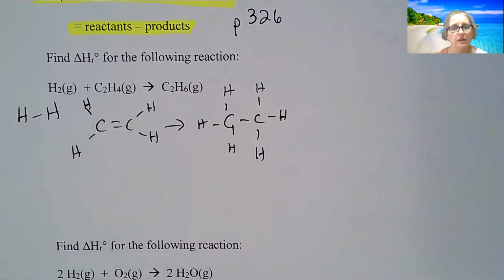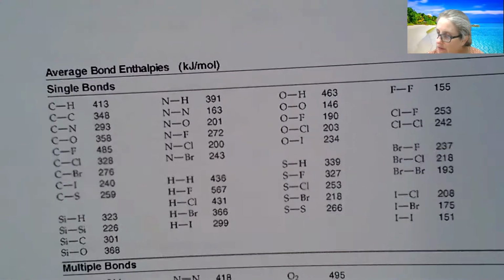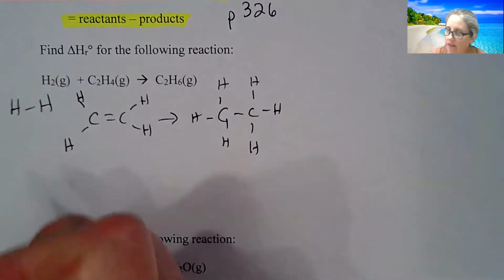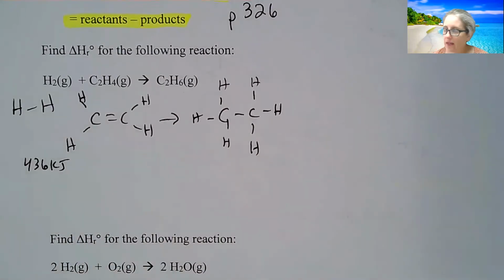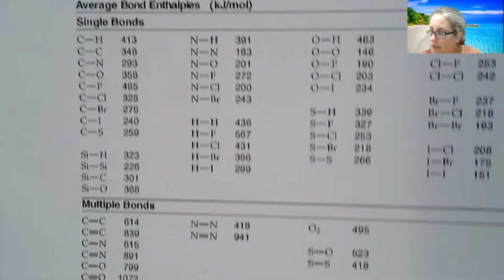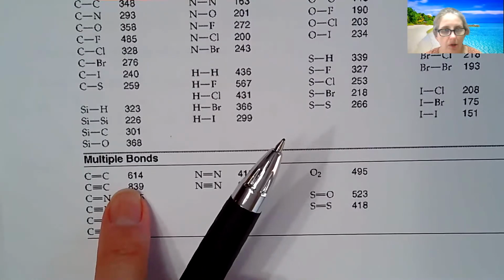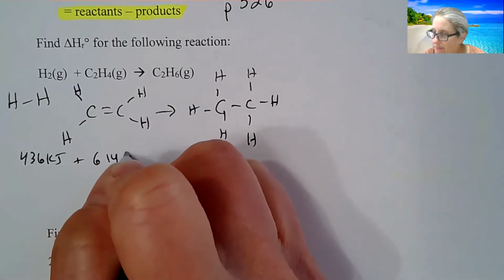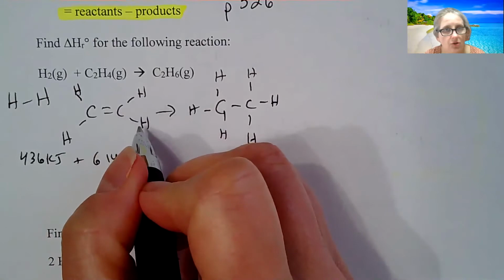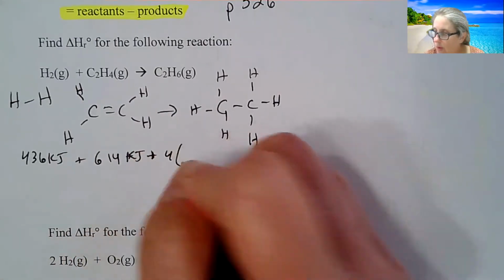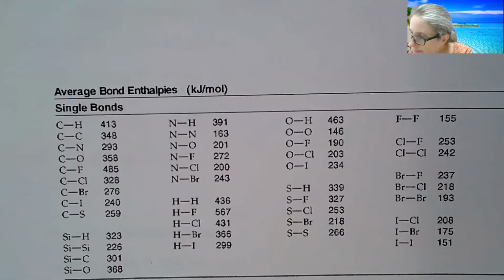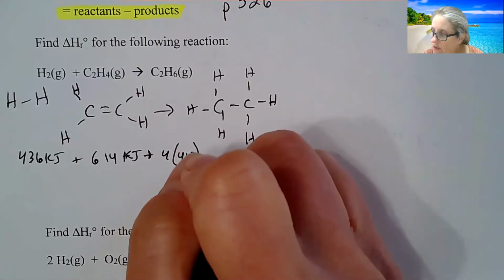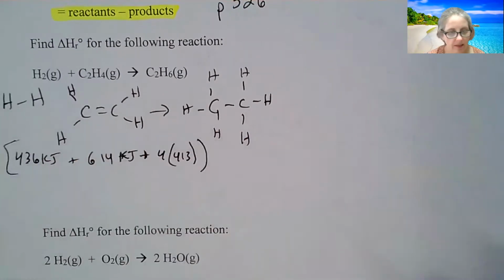What you do with these types of problems is you find the energy stored in the reactants. If I look at my hydrogen-hydrogen bond, it's about 436, so that's 436 for that. Then I look at this molecule here, which has multiple bonds. I have a carbon-carbon double bond, so that's 614. And then I have carbon to hydrogen, but I have 4 of those, so plus 4 times 413. That is the energy we have on the reactant side.